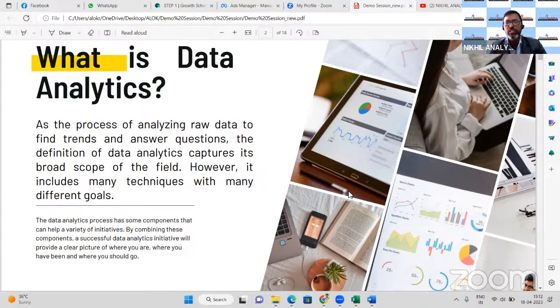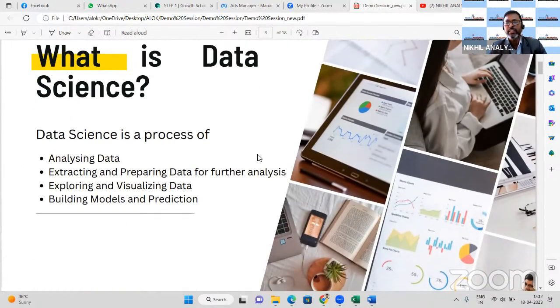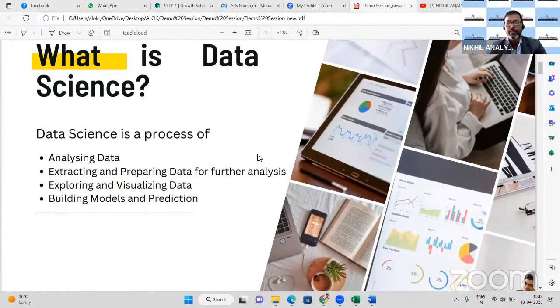Okay, now the question that comes here is, we understood analytics. How about another term which we commonly use, which is also a big buzzword, called data science? Is it the same as data analytics, or is it different? The scope of this session is that we're going to focus only on these two terms, data analytics and data science.